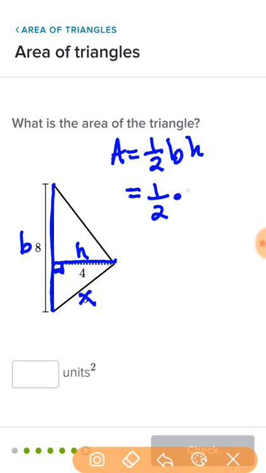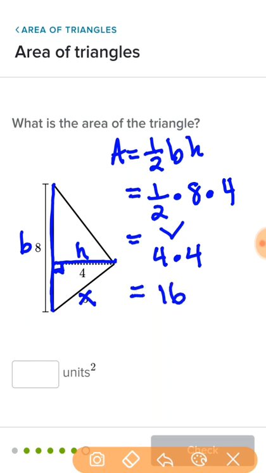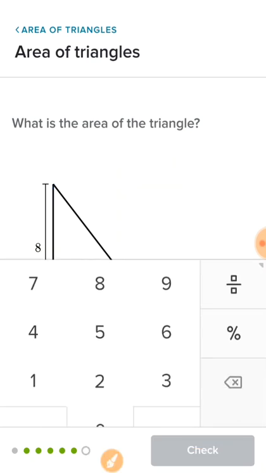So the base is 8 times the height, which is 4. Half of 8 is 4. So 4 times 4, because times 4 is brought down. 4 times 4 is 16. So my final answer will be 16 units squared.